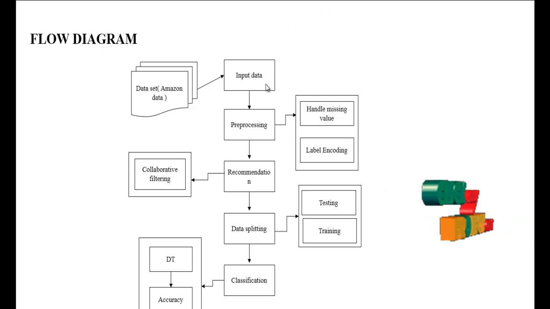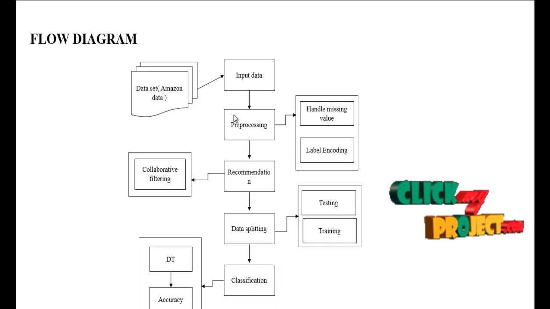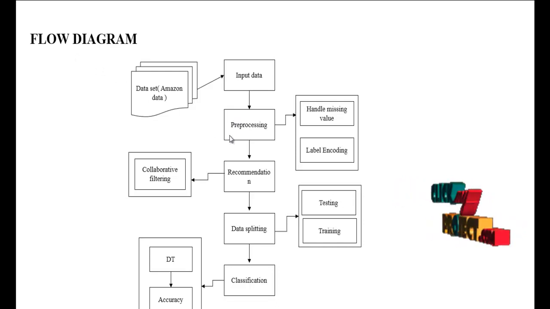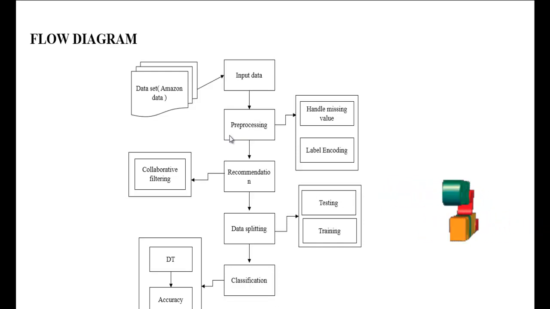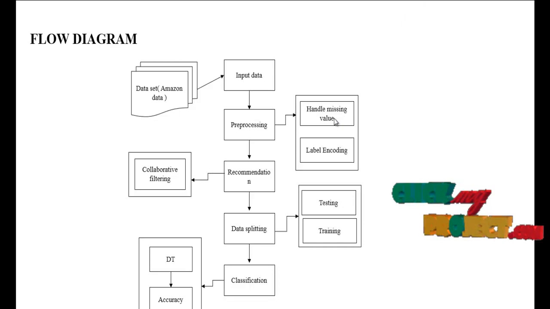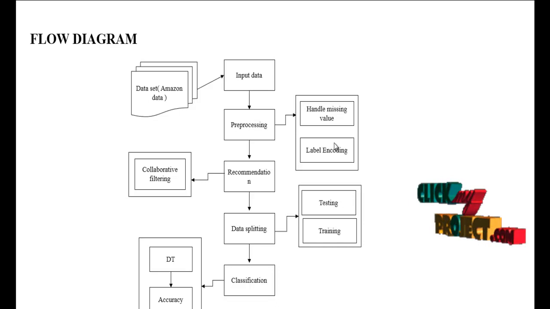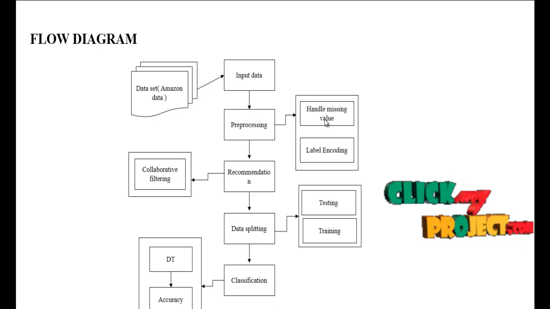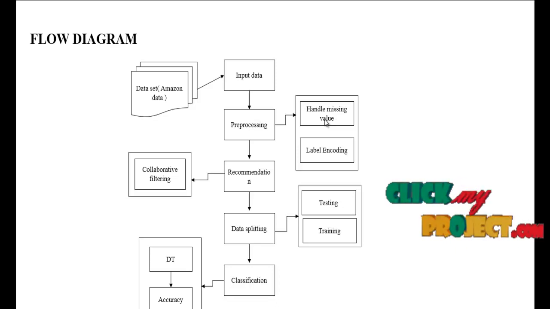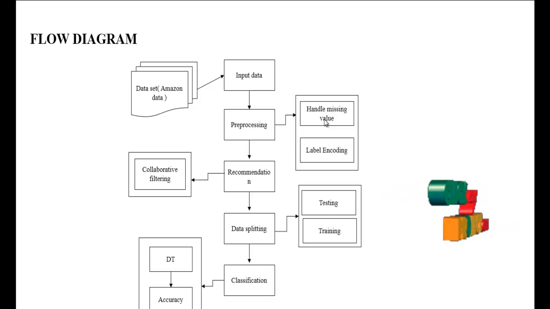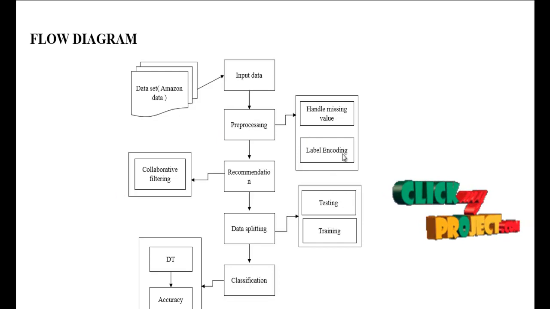Then we have to take the input data from the dataset. After that, we have to implement the pre-processing step. In this step, we have to remove the unwanted data or unnecessary noise from the input data. We have to handle the missing values and then do label encoding. Handling missing values means, if there are any missing values present in our input data, we have to replace the missing values by 0 or none value. Then we have to encode the label.